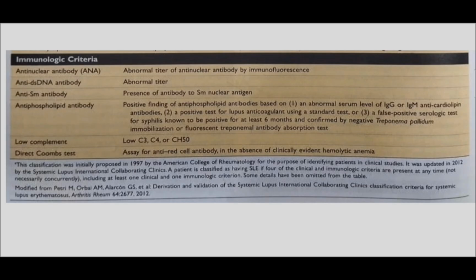known to be positive for at least 6 months and confirmed by negative Treponema pallidum immobilization or fluorescent treponemal antibody absorption test. And there are low levels of C3, C4 or CH50. Direct Coombs test is an assay for anti-red cell antibody in the absence of clinically evident hemolytic anemia.